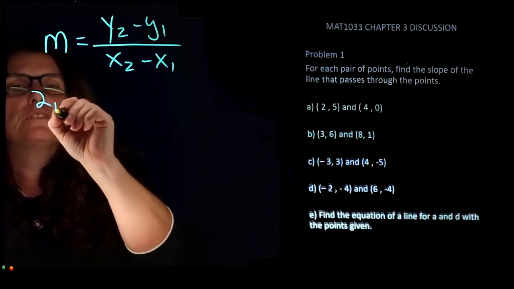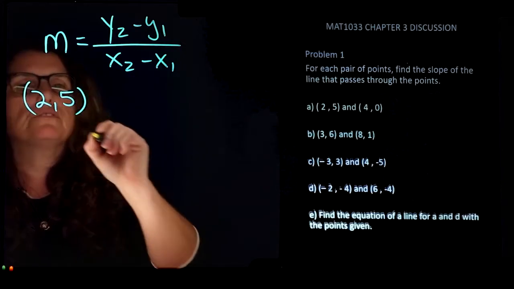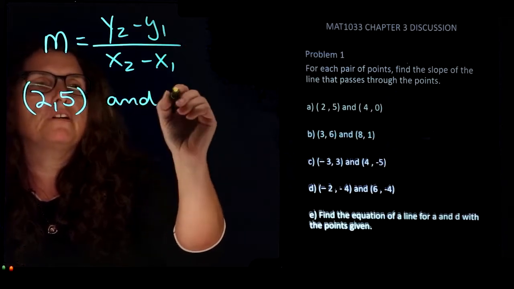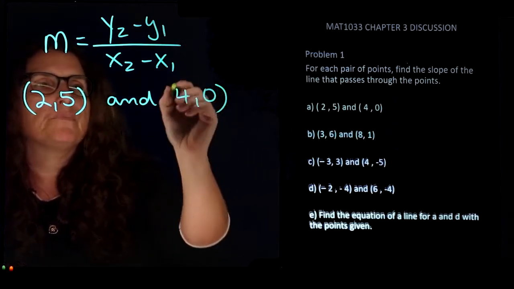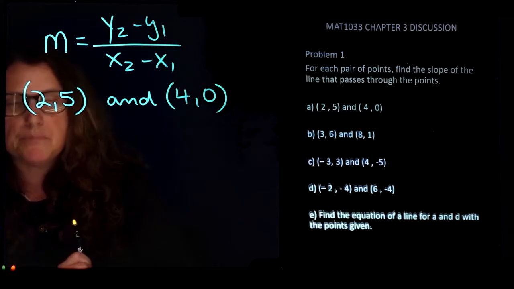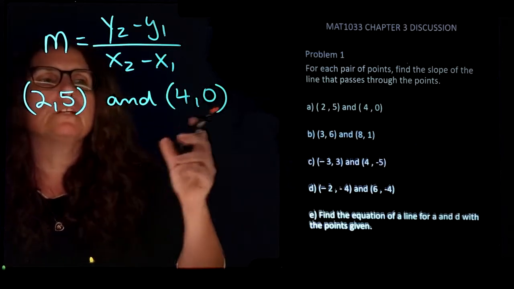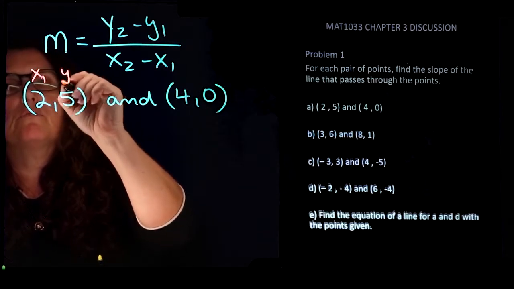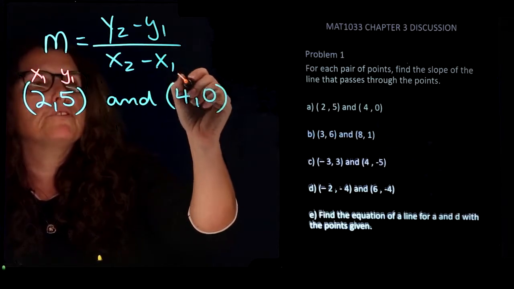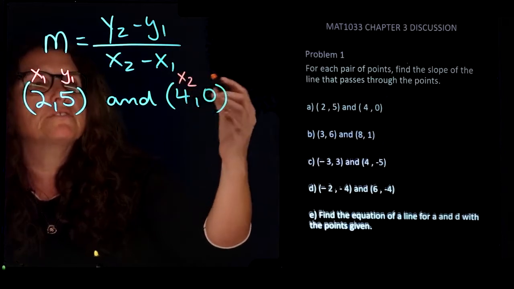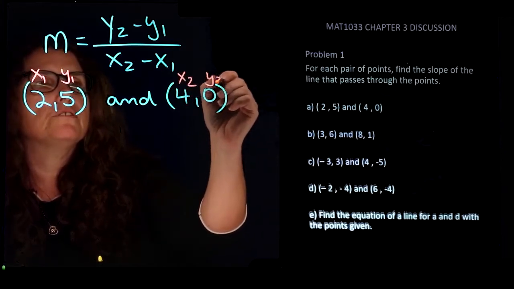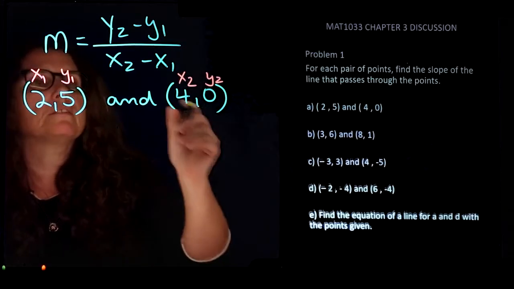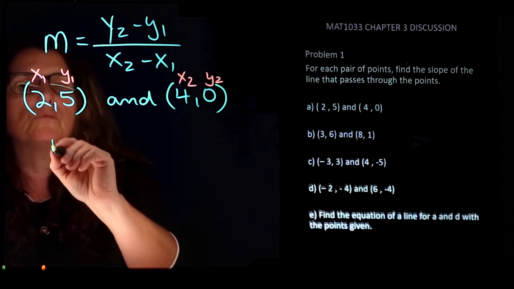For the first one, we have to have 2 points in order to find the slope: (2, 5) and the ordered pair (4, 0). Just to aid you, it may be a good idea to label your points. We make this x1, y1, and then the second point would be x2, y2. Your x-coordinate comes first, and then your y-coordinate. So now it's just a matter of plugging the correct numbers into the formula.